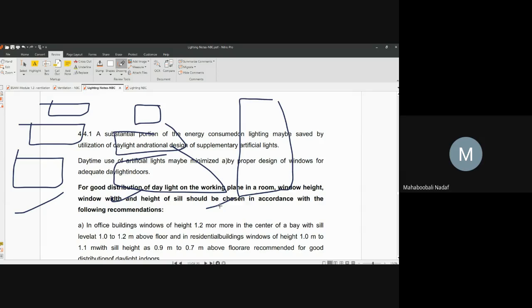Do you agree with this point? By making the window design, window pattern, window size, you can save energy for lighting. Yes or no? Yes, sir. Similarly, by fixing the number of bulbs, type of bulbs, quantity of bulbs, and arrangement of bulbs, you can also save energy. Yes or no?